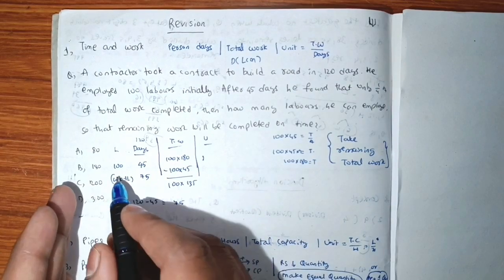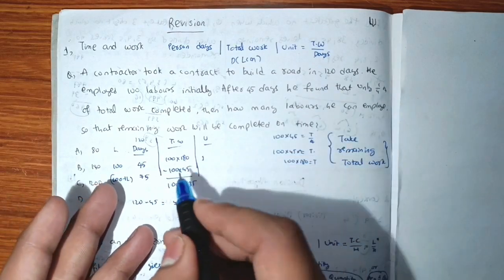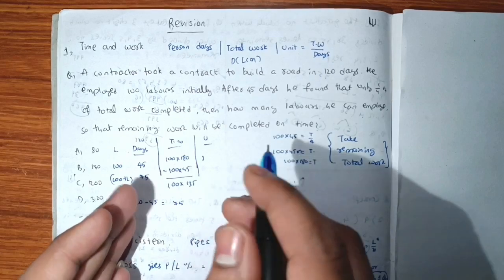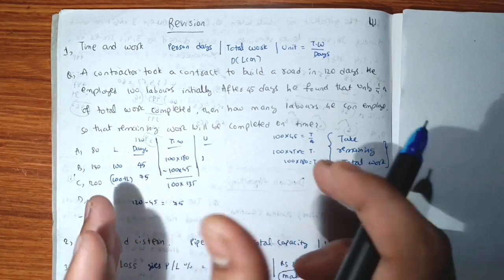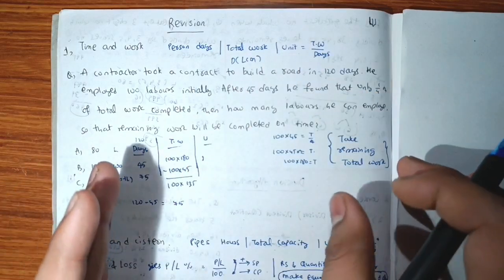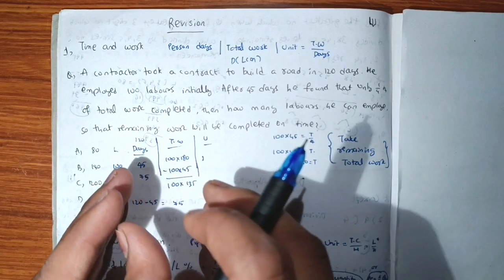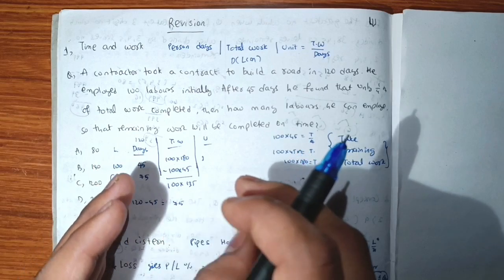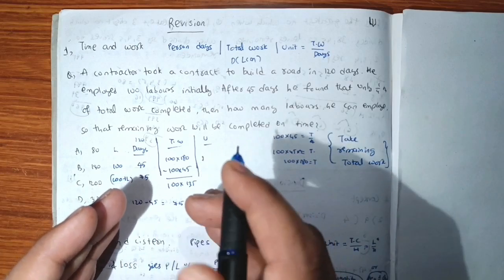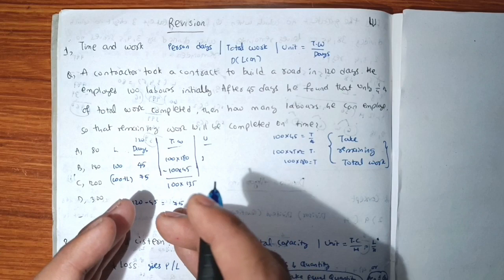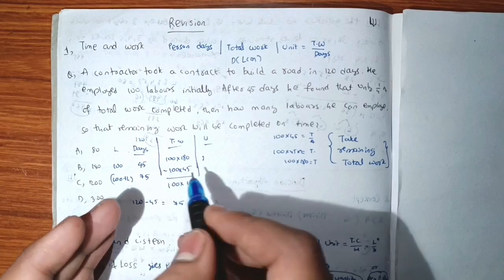Let L be the addition of laborers in the next condition. The remaining work is 100 into 135 laborer-days, because the expansion of this method is that we need to take the remaining of the total work. Initially the total work is 100 laborers into 180 days. In that, 100 into 45 days are already completed. The leftover work is 100 into 135 days. Now the remaining work you need to complete with the addition of employees in 75 days.